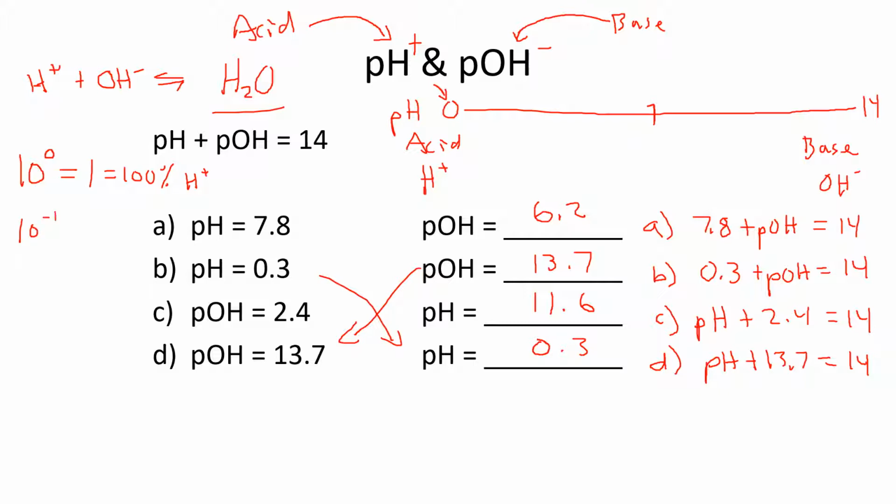10 to the negative 1. What does that equal? 0.1, 1/10. Right? So the negative exponent, if I have this much, which is 10%, 0.1 decimal is 10%, everyone agrees? Then that is a pH of 1. So I'm right about here, pH of 1. If I am 10 to the negative 2, what's the decimal? So that is 1% H plus. Right? So I am at a pH of 2. So this is how the pH scale works.